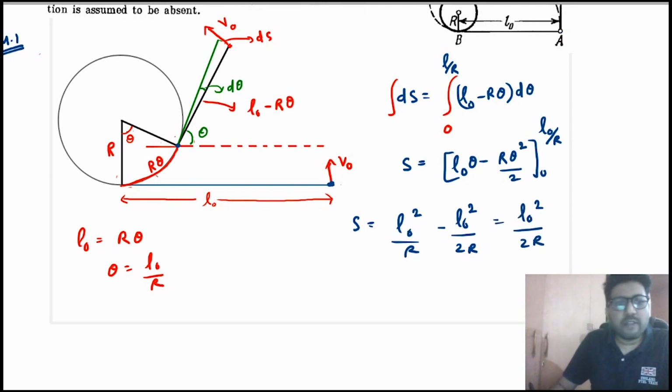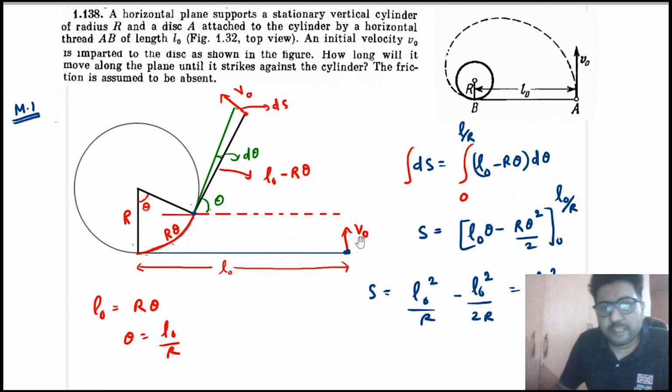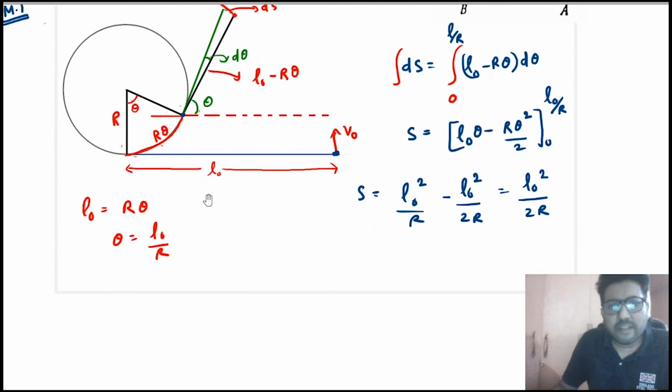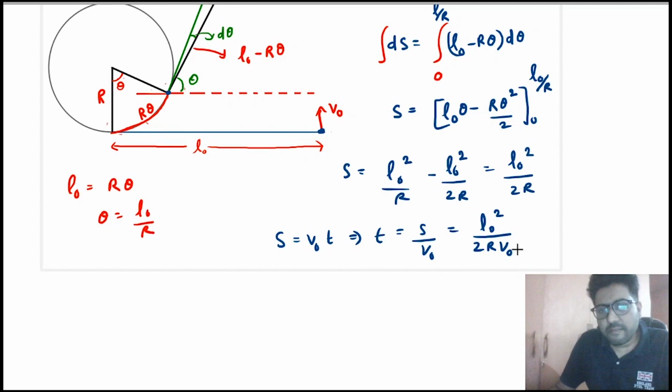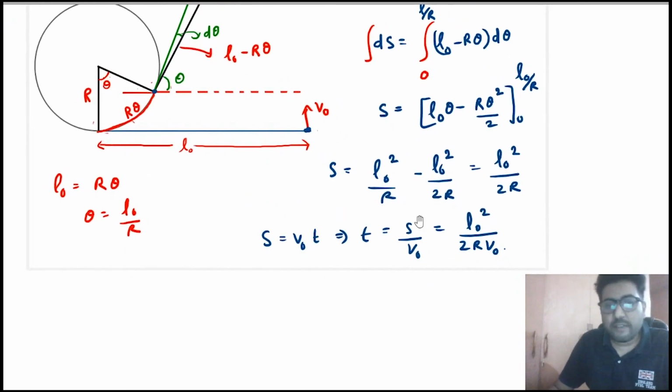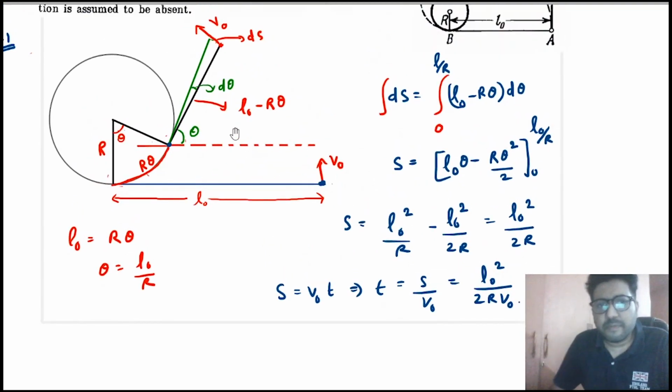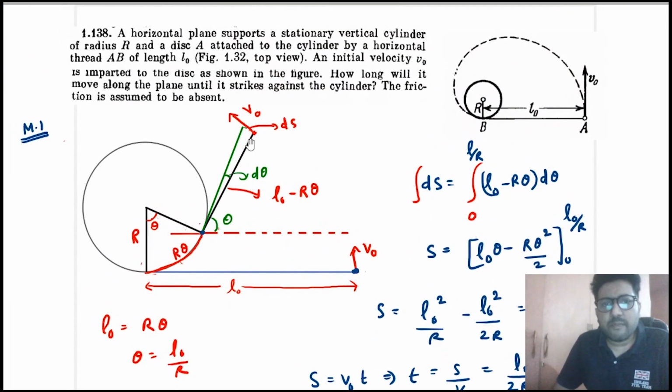Once you have got the value of s, they have asked you the value of time. Now because the speed of this disk is constant, the distance traveled is equal to speed into time. So the time will be equal to s by v naught, and that will be equal to L naught square by 2r multiplied by v naught. So L naught square by 2r v naught is the value of time when this thread completely wraps around the cylinder.